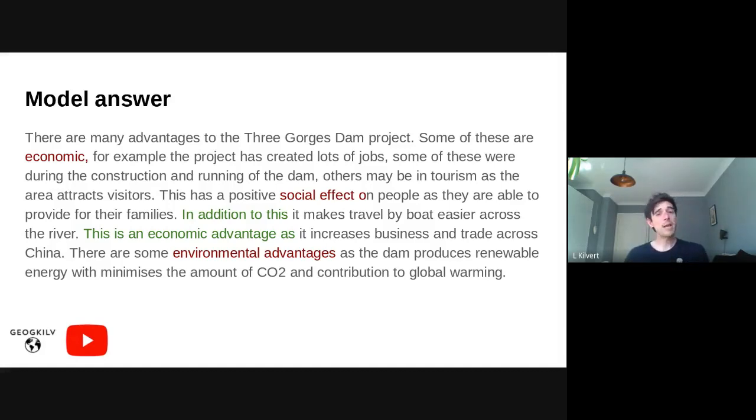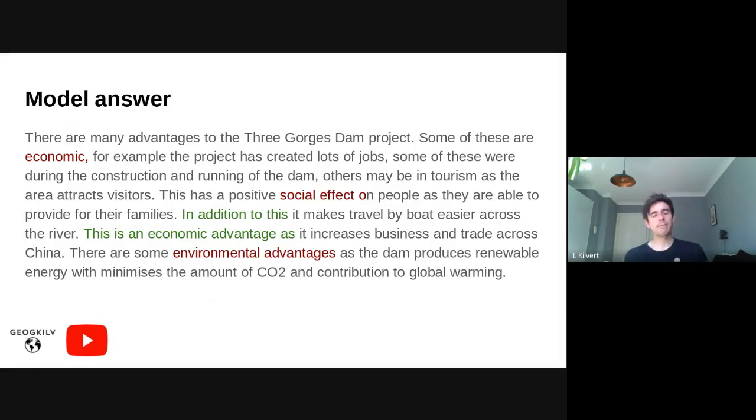So it says, there are many advantages to the Three Gorges Dam project. Some of these are economic. For example, the project has created lots of jobs. Some of these were during the construction and running of the dam. Others may be in tourism as the area attracts visitors. This has a positive social effect on people as they are able to provide for their families. In addition to this, it makes travel by boat easier across the river, an economic advantage as it increases business and trade across China. There are some environmental advantages as the dam produces renewable energy, which minimises the amount of CO2 contribution to global warming.